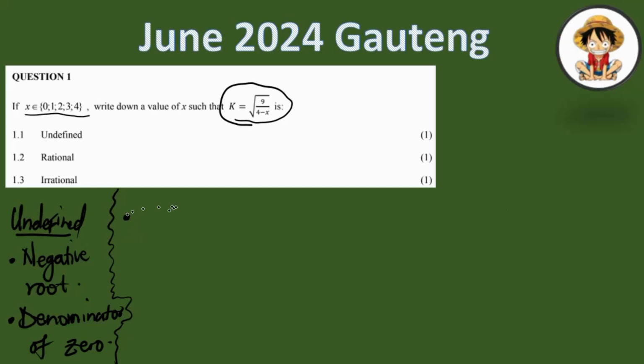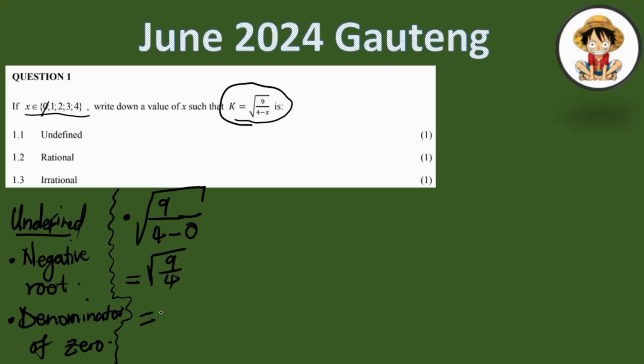I'm going to say, I have the square root of 9 over 4 minus. Now remember, they gave me a list of x values. The first x value is 0. Let me cancel it. I put a 0 here. What am I going to get? This is going to give me the square root of 9 over 4. Now the square root of 9 over 4, what is that?